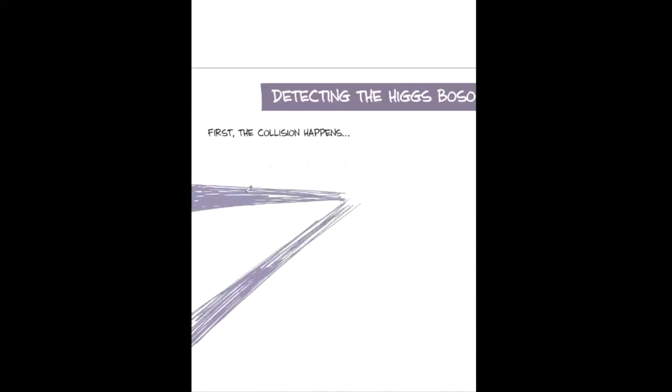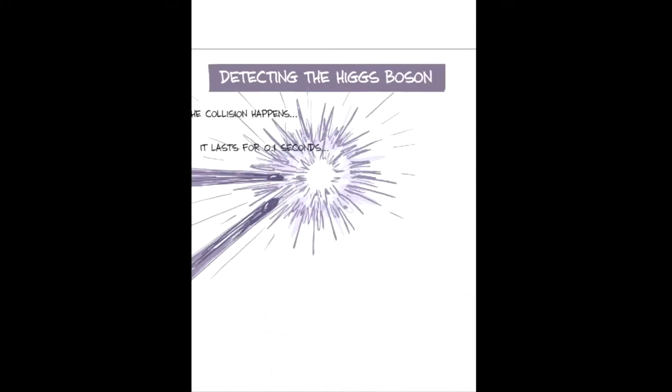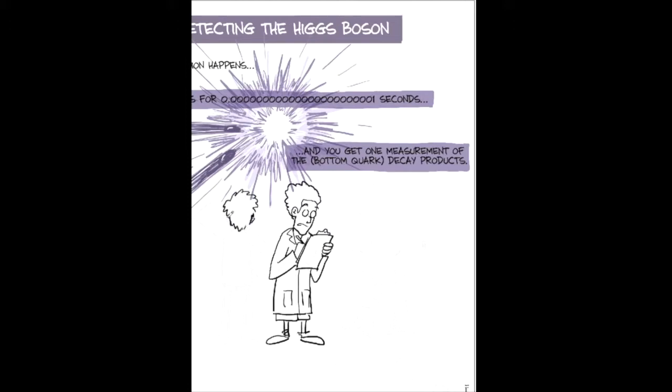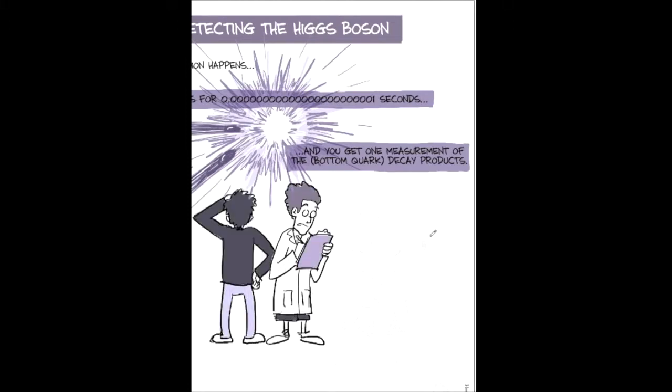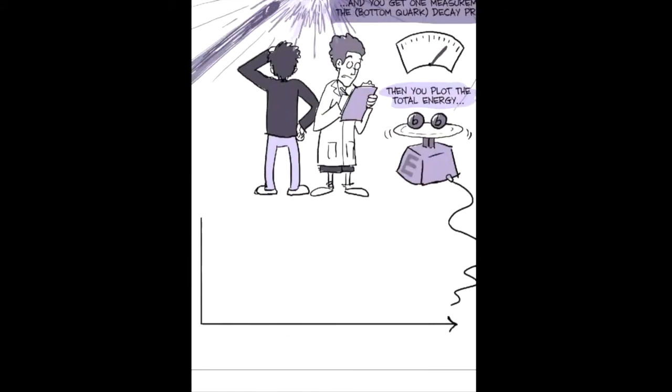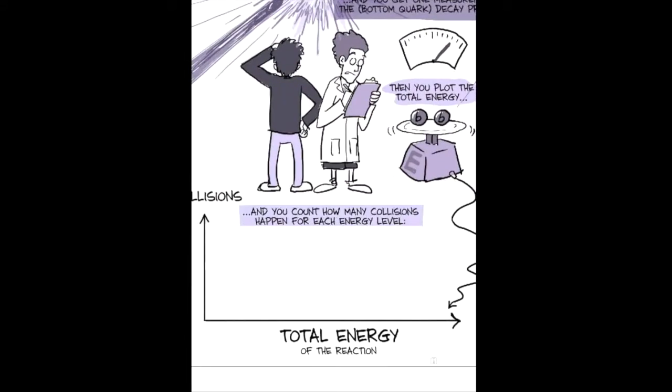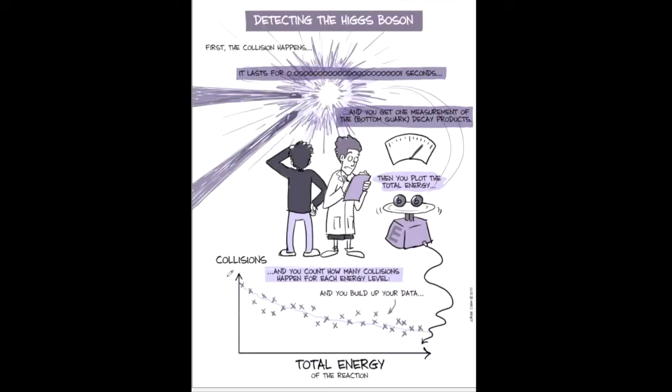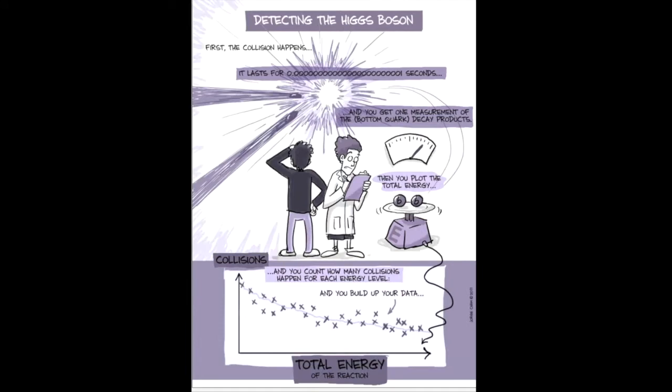Alright, so the collision happens, it lasts for like 10 to the negative 23 seconds, and you get 1 measurement, right? So if you say, well, I'm going to plot the mass, the total energy of this guy. I'm going to add this guy and this guy together and add the total energy. This axis here is number of collisions. You do an individual experiment, you get 1 measurement, right? Here. You do another one, you get another measurement. You do another one. Eventually you build up your data, right? And the data looks like this, for example.